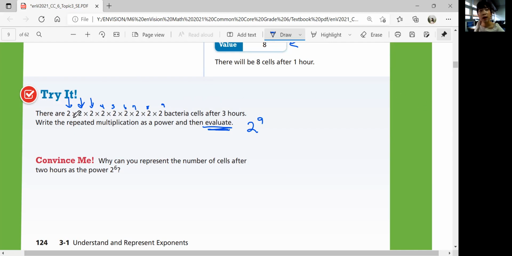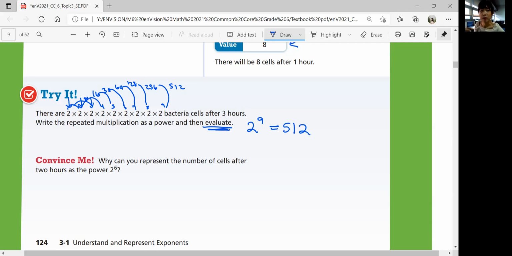So if you multiply 2 out 9 times, you get twice is 4, 8, 16, 32, 64, 128, 256, and then 512. Okay, so 2 to the 9th power is equal to 512.